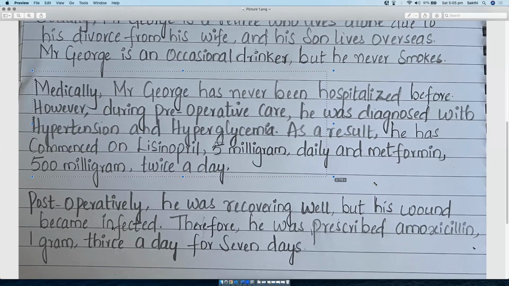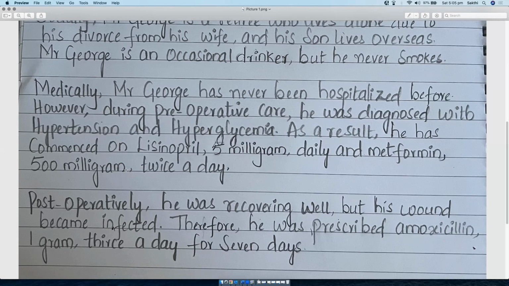Medically, Mr. George has never been hospitalized before. However, during preoperative care, he was diagnosed with the hypertension. Well, when we write down the conditions such as the hypertension and headache, which are the generic diseases or generic symptoms, it is good to start with the small letter. I mean, it should be a small h, as well as for hyperglycemia, you have to use a small h only. You shouldn't use the capital H.